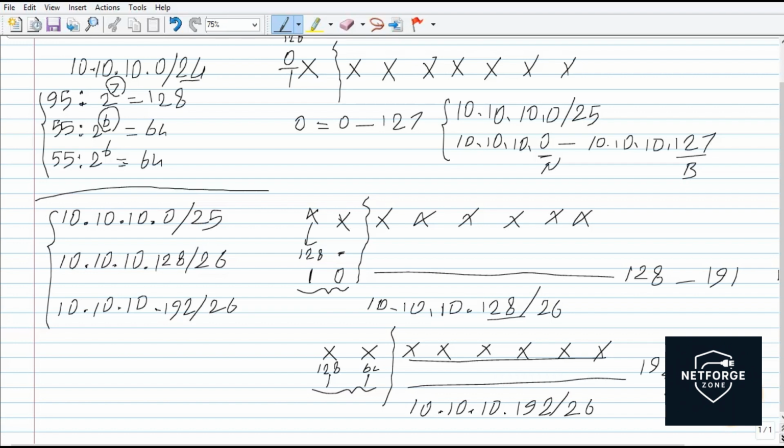These are the ranges that I can use for my different portions. They can accommodate the numbers, and of course I'm not wasting any IP addresses.